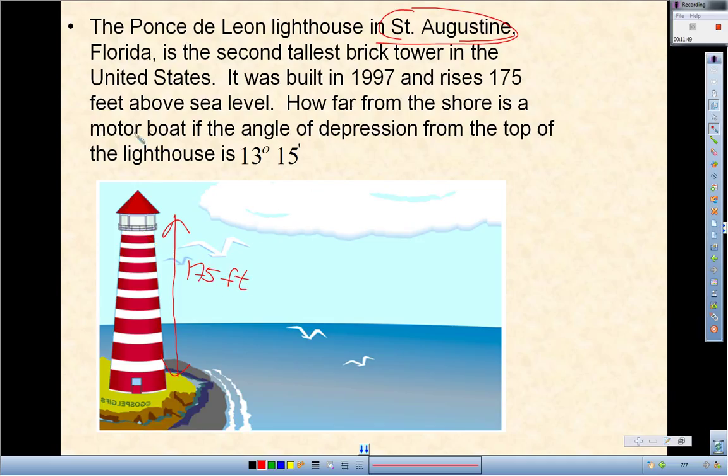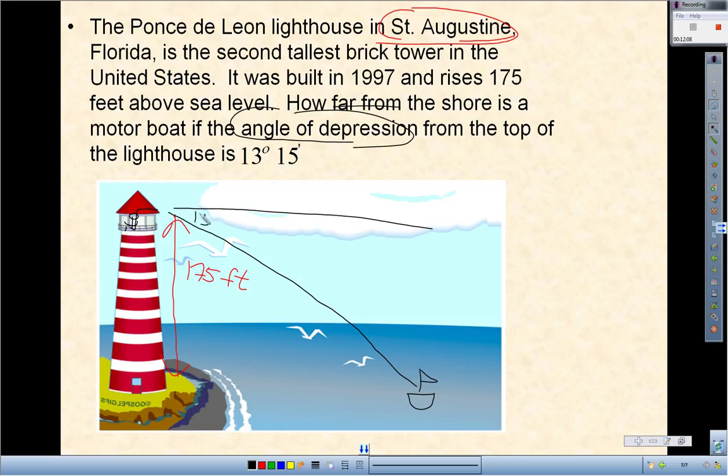Alright, it says how far from the shore is a motorboat. So let's say we got a motorboat out here, right there. If the angle of depression, keyword there, from the top of the lighthouse is 13 degrees 15 minutes. So if you could imagine somebody up here looking down at this boat, the angle of depression is really this angle right here. But remember, the angle of depression is equal to the angle of elevation. So if this angle is 13 degrees and 15 minutes, that means that this angle is 13 degrees and 15 minutes.